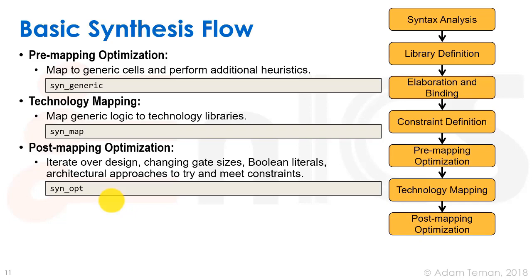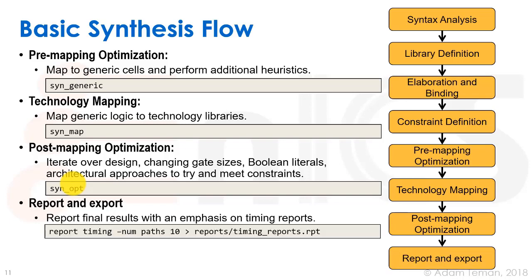Post-mapping optimization is iterating over the design, running all kinds of heuristics and optimizations, trying to change what we're doing. So in Cadence Genus, we have three commands: syn_generic, syn_map, and syn_opt, that do these three stages of logic synthesis. Finally, once we've finished, we have to see what our results are like.